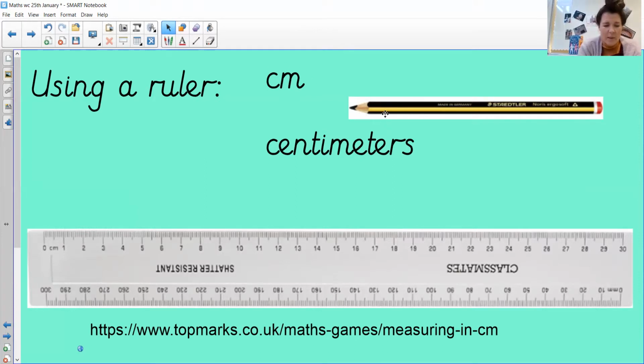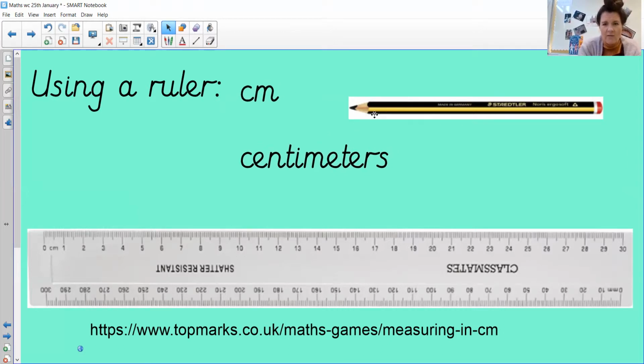Here we go. So I've got a pencil. I'm just going to show you one more time how to use a ruler. And I've got my ruler down here. Now, this is a long ruler. Where does it stop? Let's have a look. So it starts at 0. So it's telling me where to start. And I can see it counts all the way up to 30. So this ruler goes up to 30 centimeters.